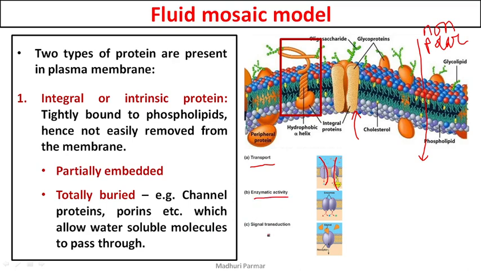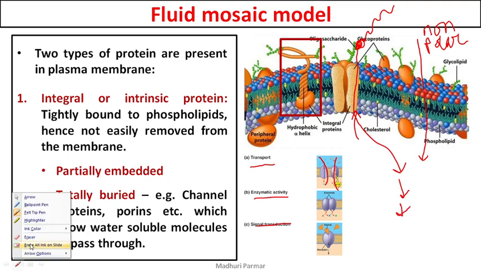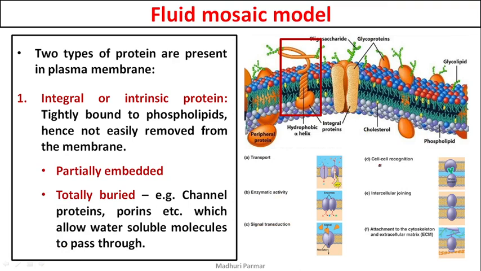Then there is signal transduction, meaning there will be some signal coming from outside. It will attach here, and that signal will be passed on to the cell inside, to the DNA, to the RNA, and to the specific organelles. Then it is important for cell recognition. These proteins will help in recognizing other cells, intercellular joining, and attachment of cytoskeleton and extracellular matrix. We will discuss a few of these parts later in the lecture. Do not worry.